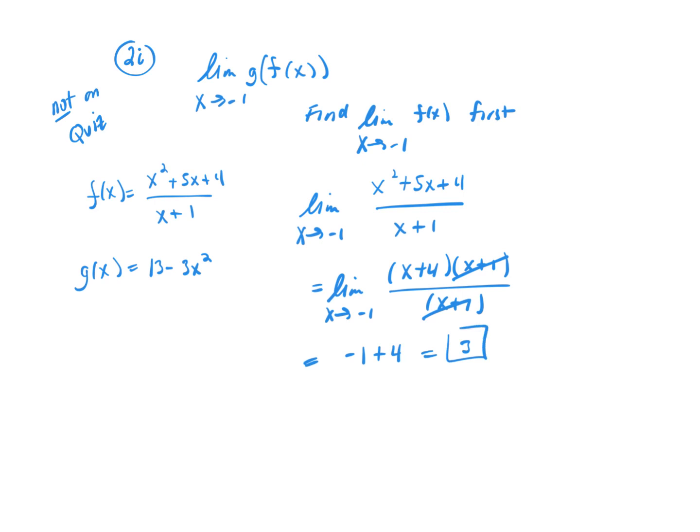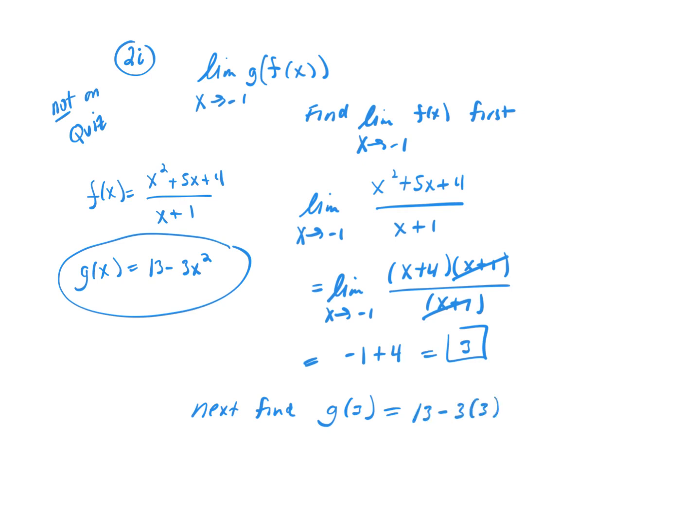So now what we need to do is to find g of 3. So go to your function g of x, and we're ready to just go ahead and plug in the 3. So it'll be 13 minus 3 times 3 squared, or 13 minus 27, for a final answer of negative 14. And again, I did not put one of these on the quiz, so just focus on studying number 1, all the parts, and number 2, A through H.